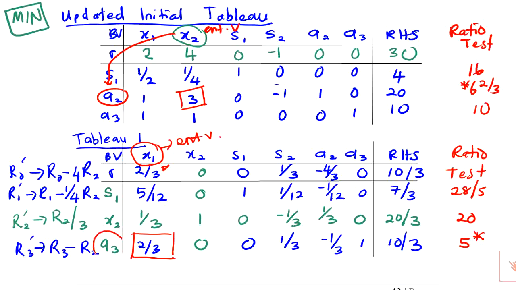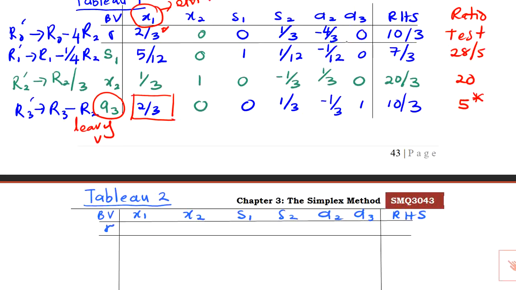And A3 will be the leaving variable for the next Tableau. So in Tableau 2, the BVs are S1, X2, and X1.